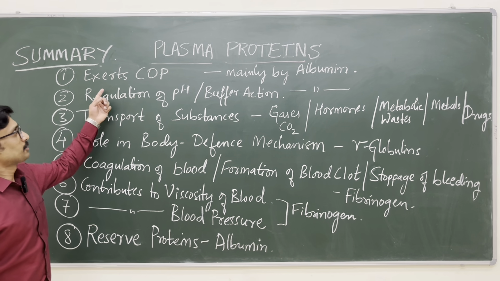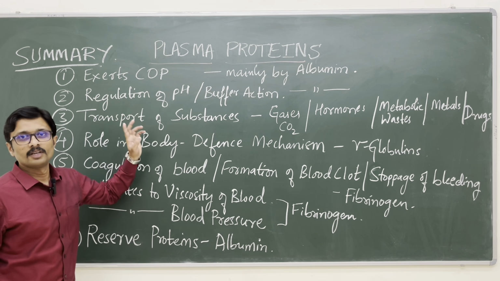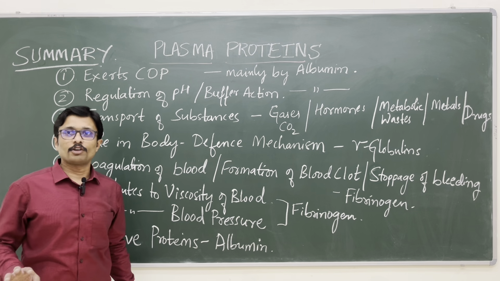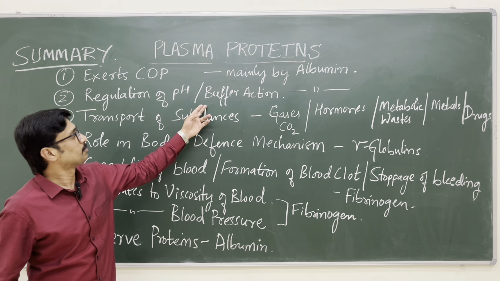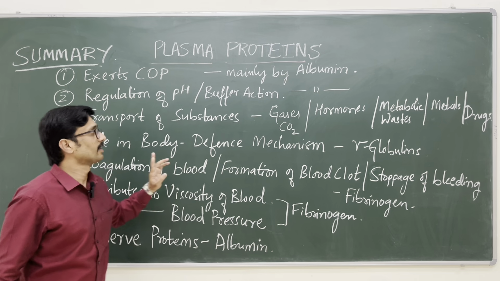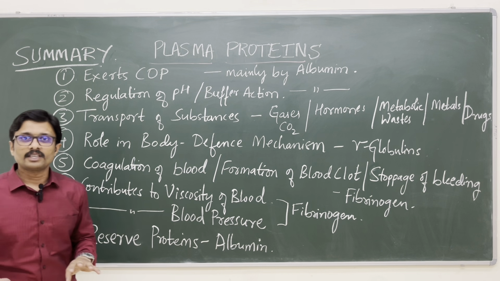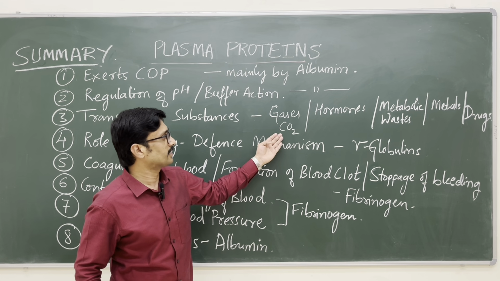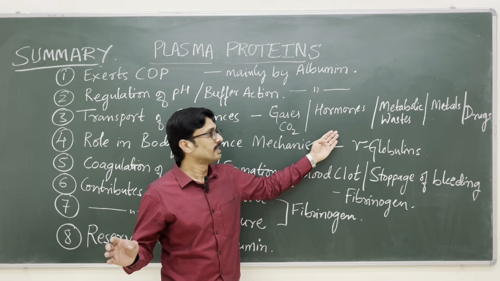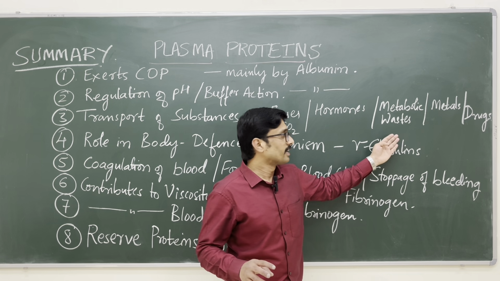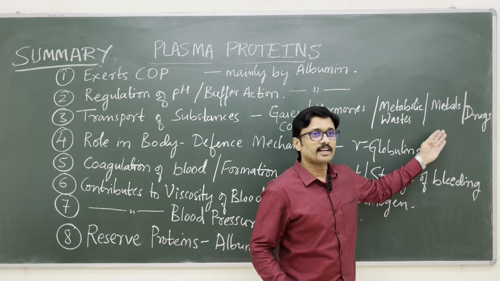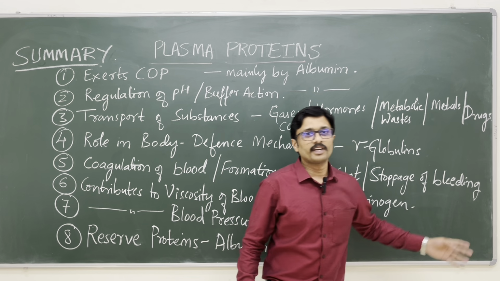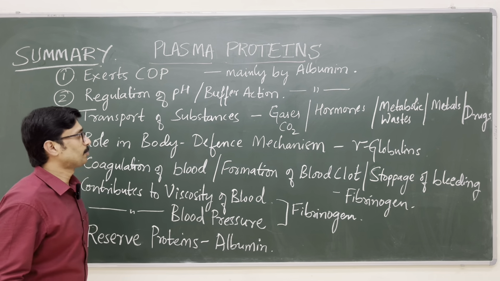One, plasma proteins exert colloidal osmotic pressure, mainly by albumin. Two, plasma proteins have a role in regulation of pH, acting as a buffer, mainly albumin. Third, plasma proteins transport various substances: gases, mainly carbon dioxide, and many hormones; metabolic waste products, mainly bilirubin; metals like copper and calcium, bound to plasma proteins; and various drugs, by binding to plasma proteins.